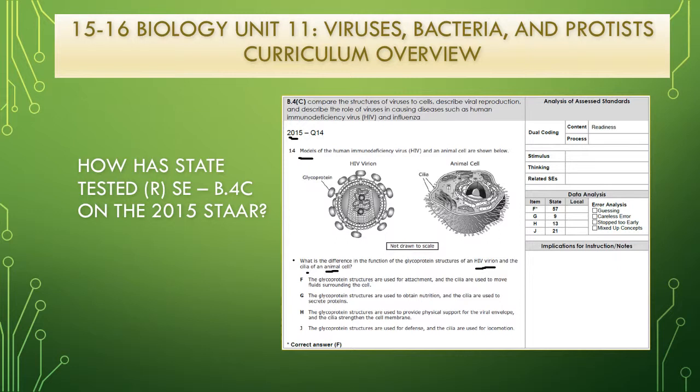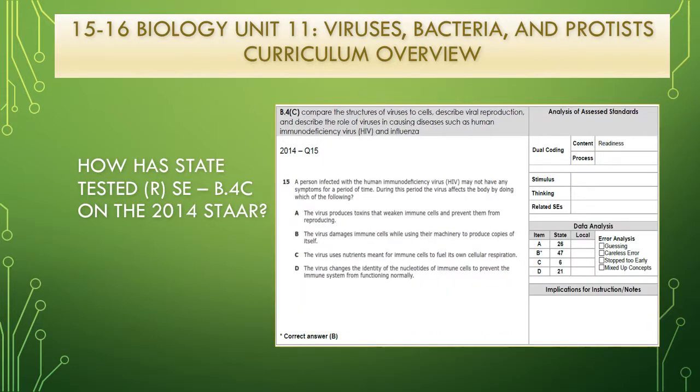So I have a model of two structures. I have one of HIV, one of animal cell. I'm looking at the cilia, the structure of both of those components, the glycoprotein, and I need to understand their functions in order to answer this question. So understanding structure and functions are important, and as you can see, that's how they broke down the SE to assess it. Just took a part of it, the SE, and assessed that one part.